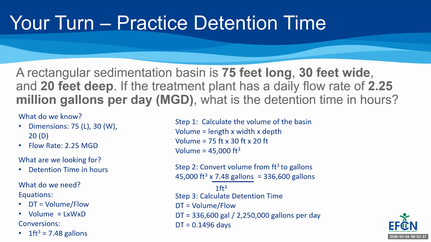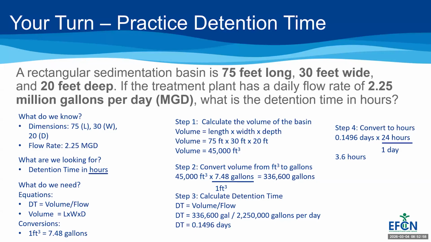So are we at the answer? Not just yet, right? Because we have days and it asks us for hours. So we are going to convert our days to hours. So we use that conversion factor. 1 day is 24 hours. So we multiply the 0.1496 times 24 to get 3.6 hours.